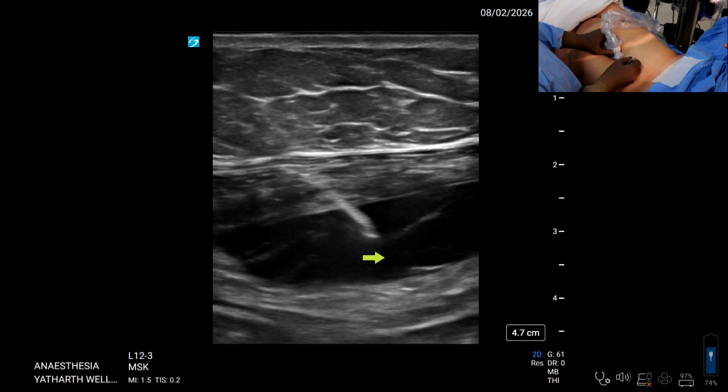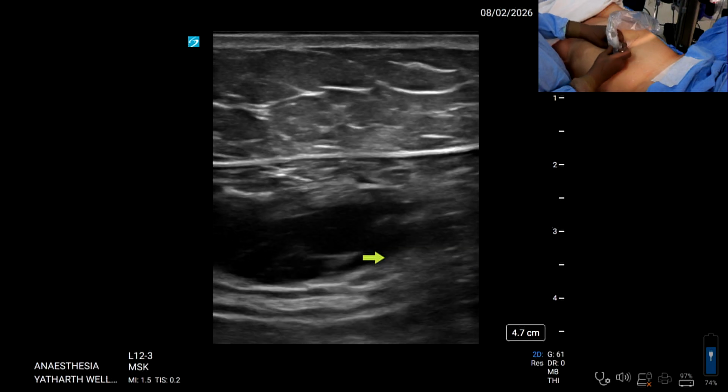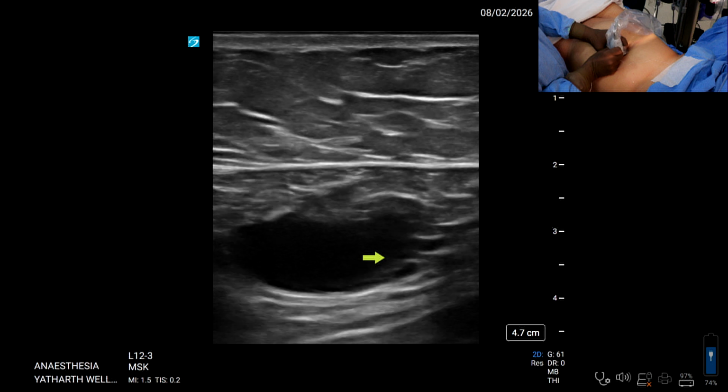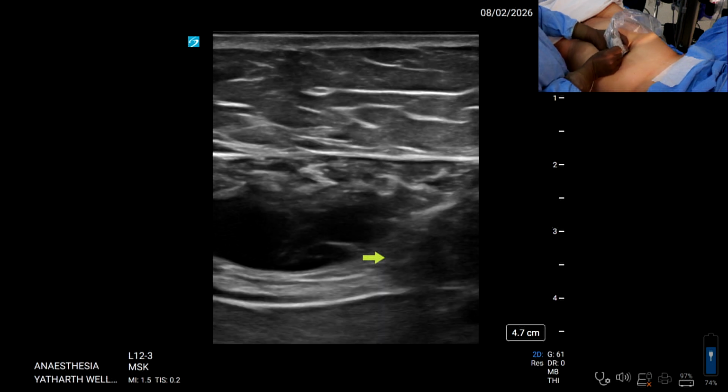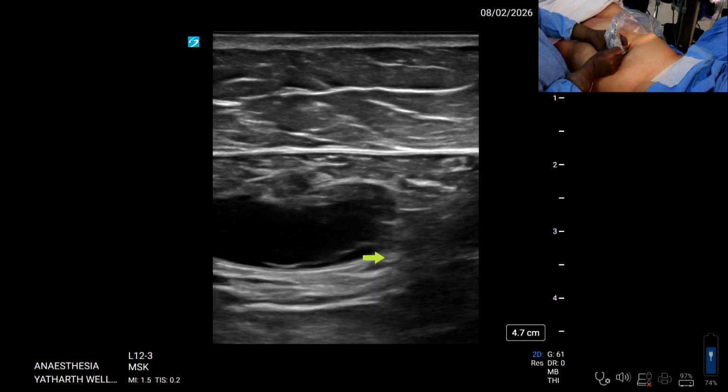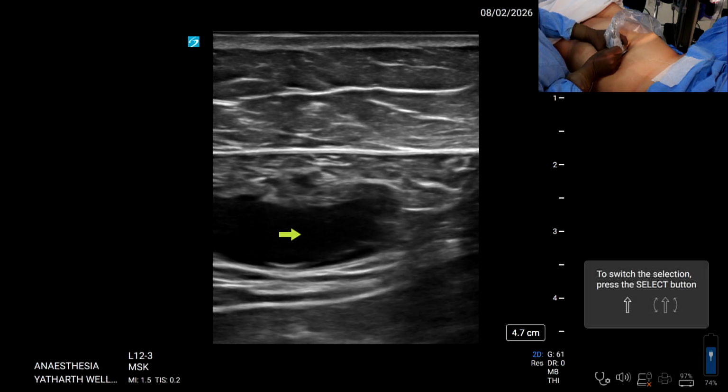Alright, so we have injected 15 ml of LA. I am again making the probe in the short axis and you can see the drug spread in the plane. Just wait for 1 second, in the center of the pool of the drug. Can you give it the center?